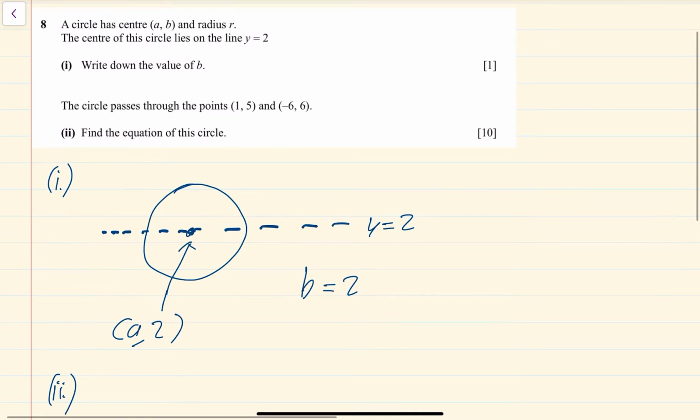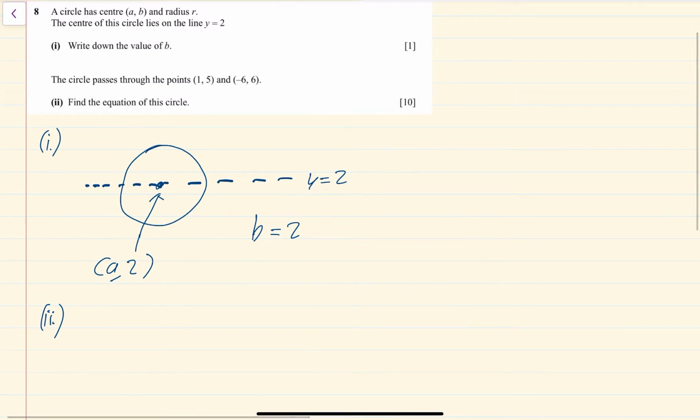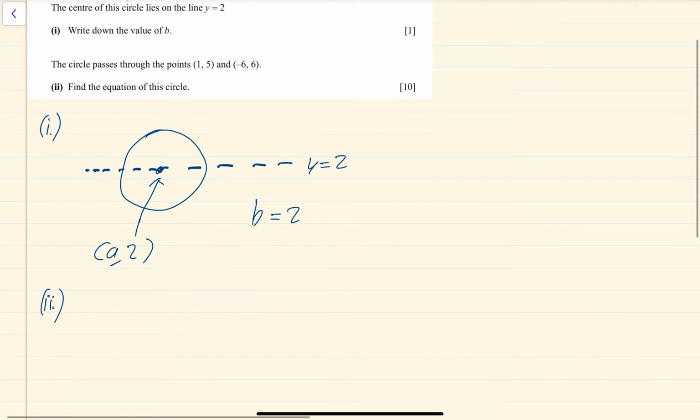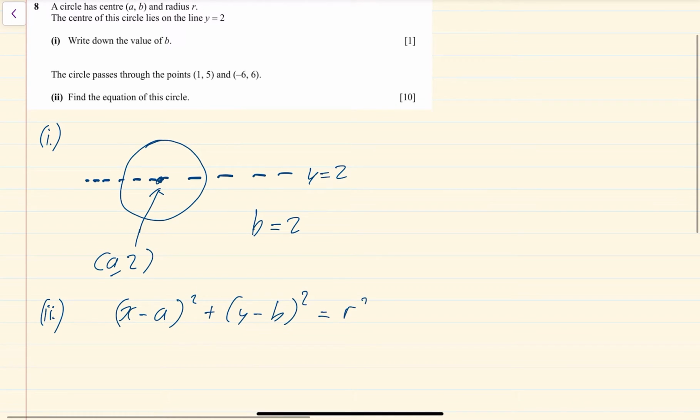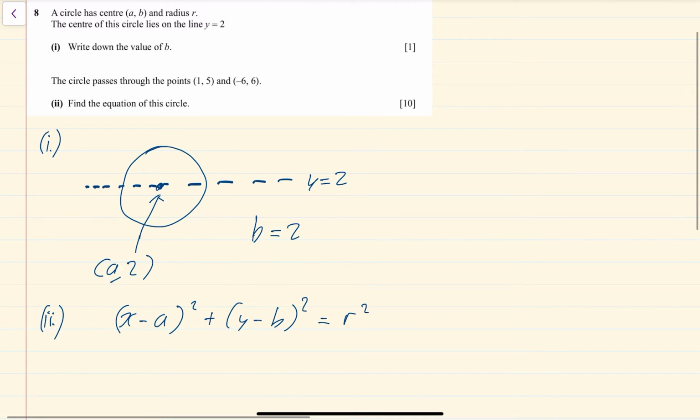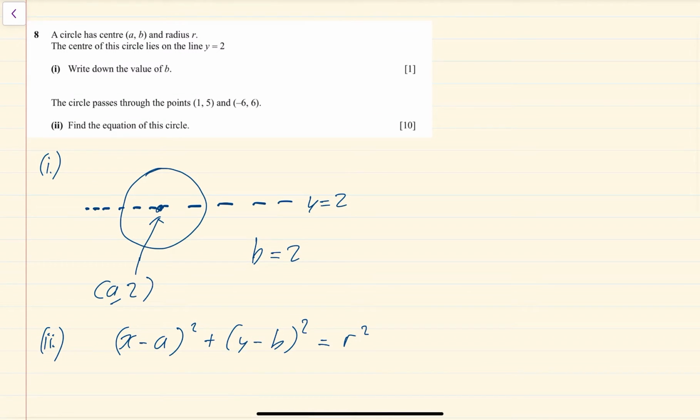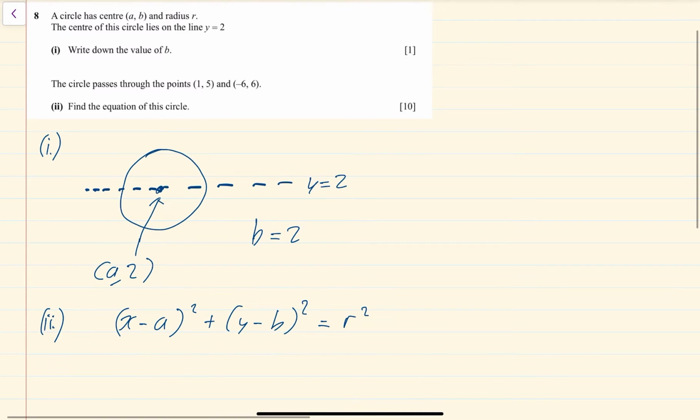Part 2 says a circle passes through the points 1, 5 and minus 6, 6. Find the equation of this circle. Now, it's hard to know which way to do it. I would probably do the general equation of a circle, x minus a squared plus y minus b squared equals r squared, and let's put in what we know. We don't know the radius just yet, but we do know one of the centre points. Our b was equal to 2, so that's y minus 2 squared.